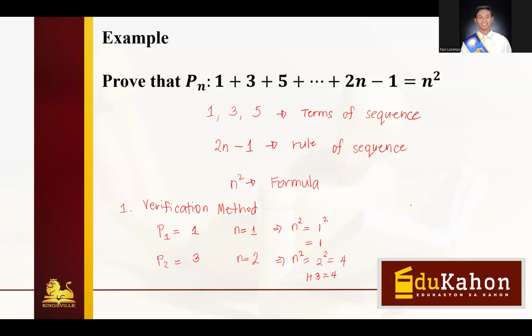Let's have the third term. So p sub 3 is equal to 5. And if p sub 3 is equal to 5, we know that n is equal to 3 because this is your third term. Now, we will substitute the value of n is equal to 3 to n squared. So this is n squared is equal to 3 squared. And we know that 3 squared is equal to 9. And if we have p sub 3, and we add the first term, the second term, and the third term, 1 plus 3 plus 5 is also equal to 9.